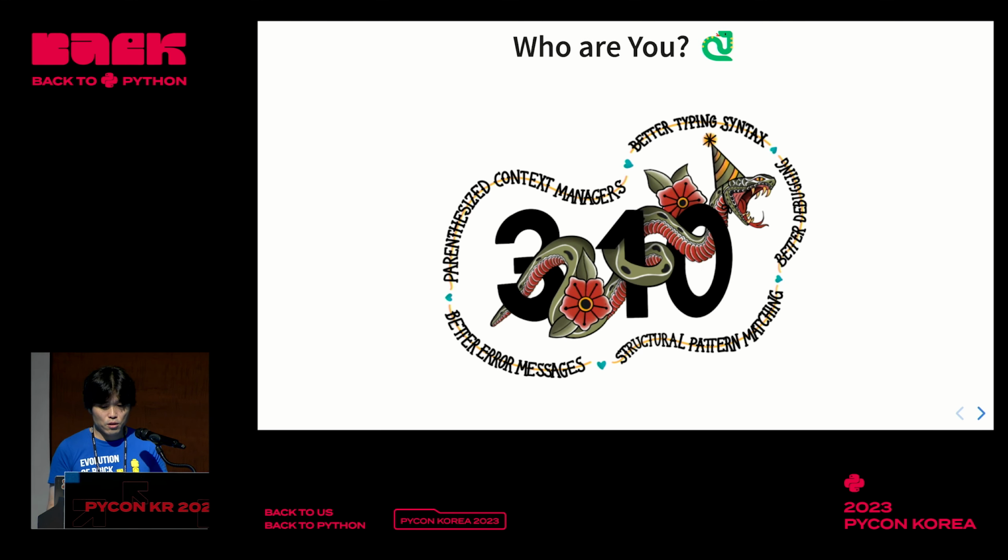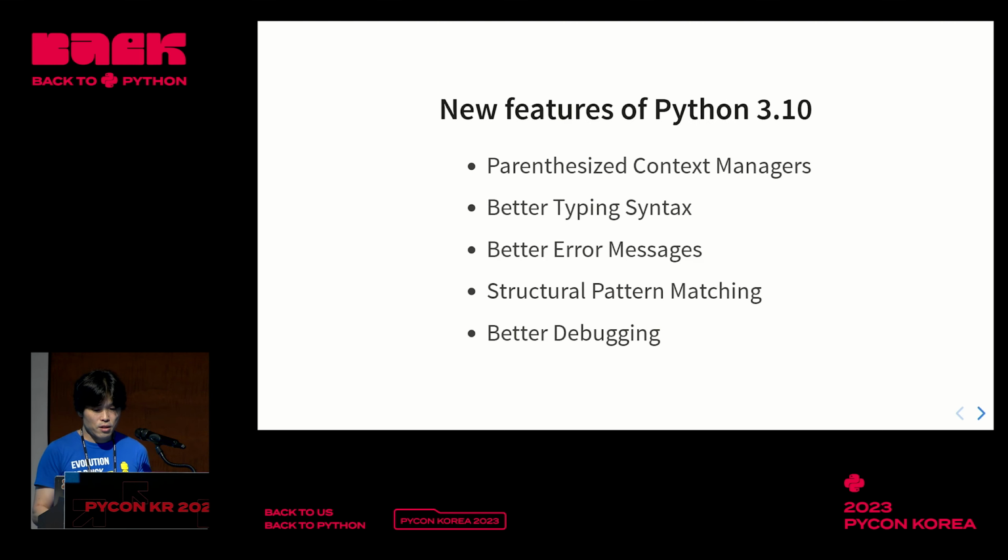By the way, who are you? This snake image is the Python 3.10 release logo. You can find the new features around this snake. There are five new features written in the logo. Parenthesized context managers, better typing syntax, better error messages, structural pattern matching, better debugging. In this talk, I will talk about structural pattern matching. Okay?